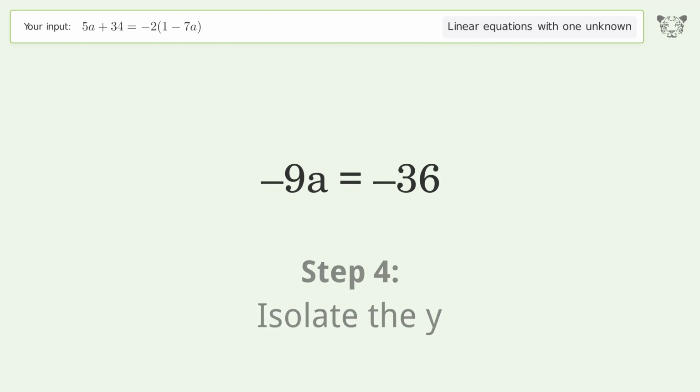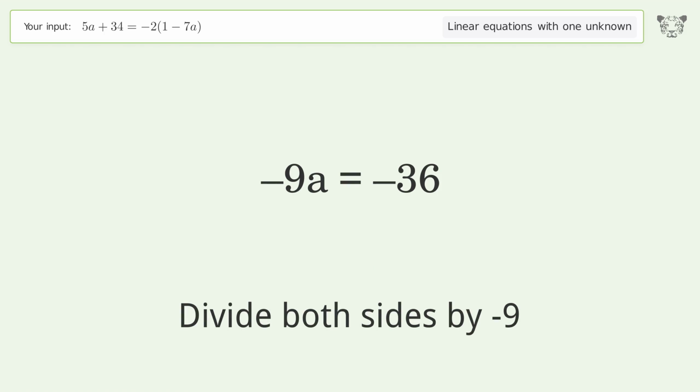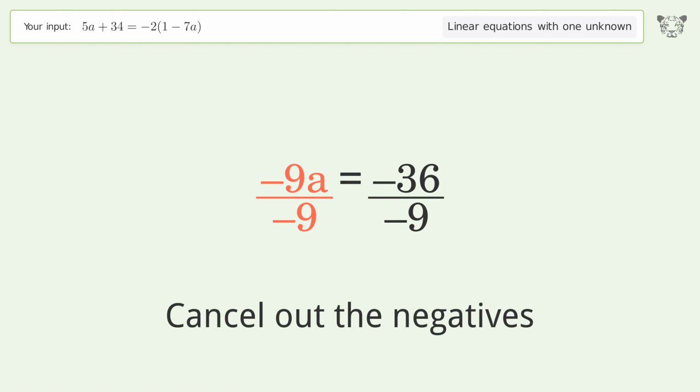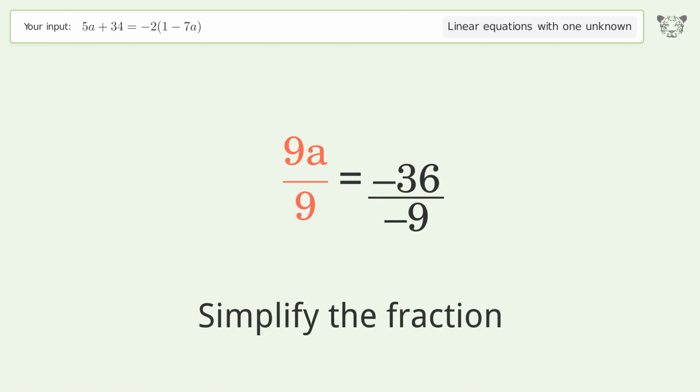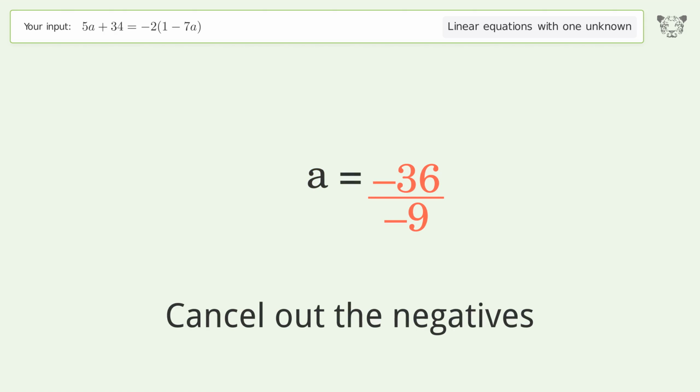Isolate the y. Divide both sides by -9. Cancel out the negatives. Simplify the fraction. Cancel out the negatives.